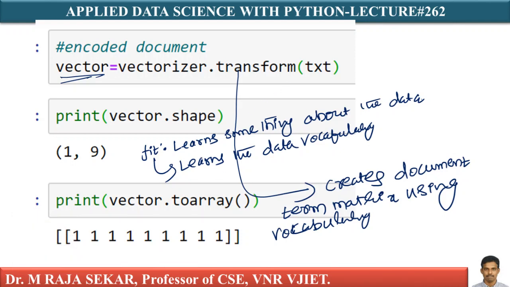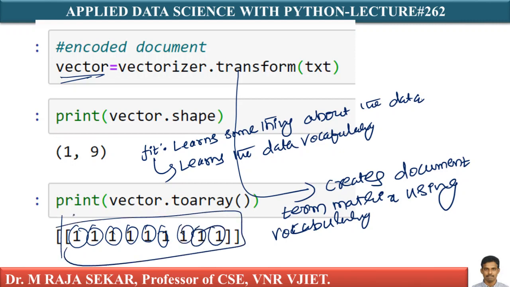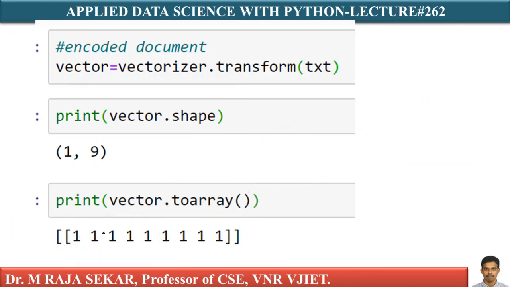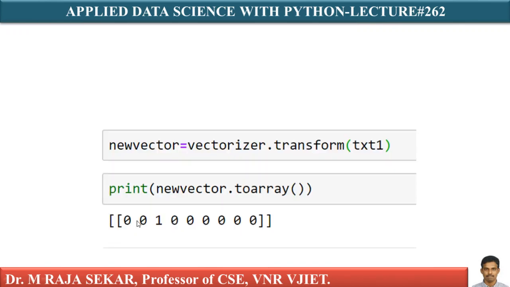What is that one row? In that one row, 9 columns, each element is appearing only once. This is term matrix, document term matrix. Each term is appearing only once. Therefore, you are getting all words count, all tokens count as one. I will discuss this one in Jupyter Notebook.